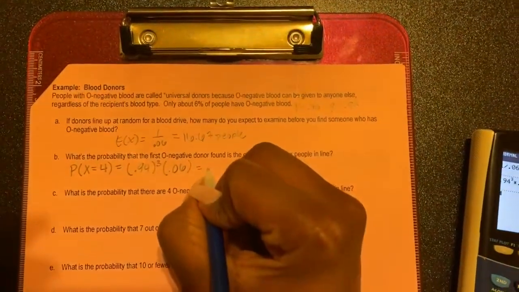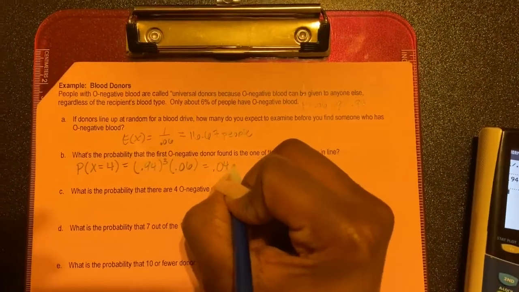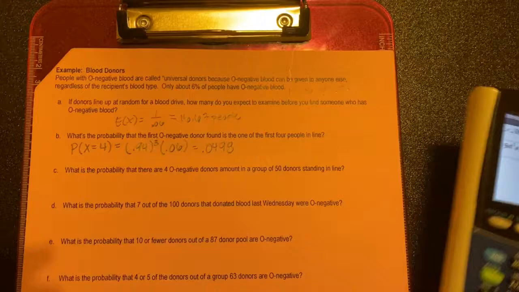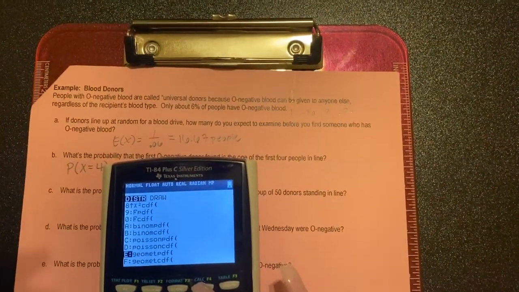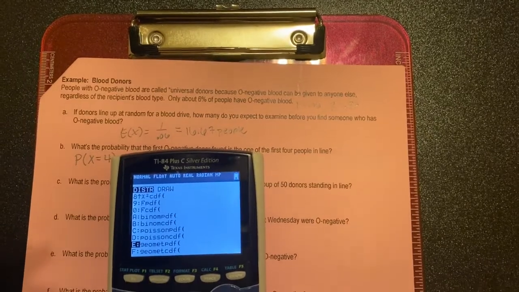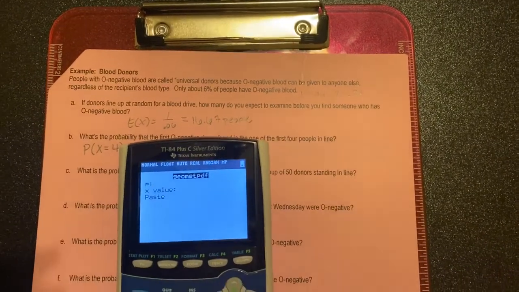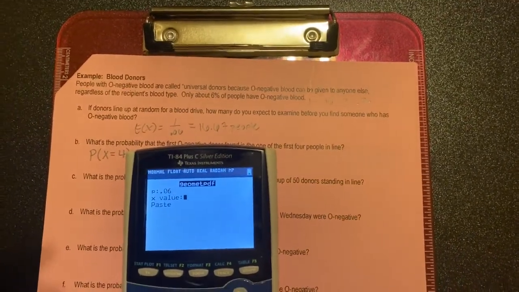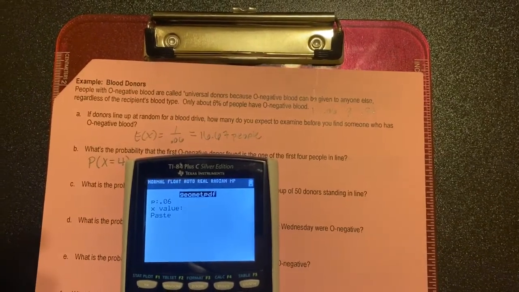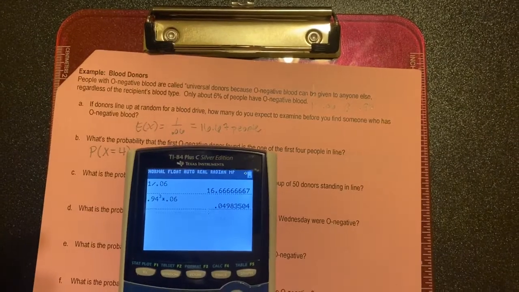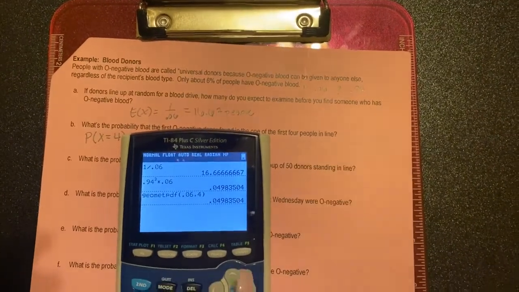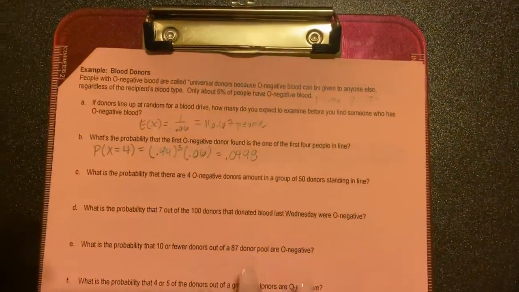is 0.0498. Also remember, you can type this in using the geometric PDF. Okay, and so it would be 0.06. Our X value would be 4. And notice you get the same thing. Okay, all right, moving right along.